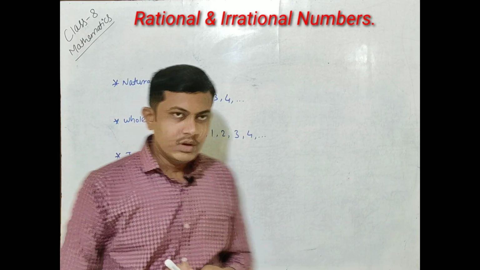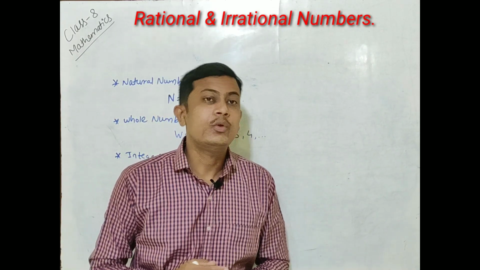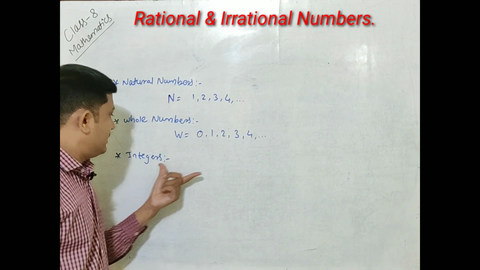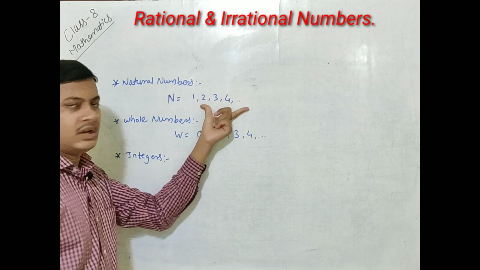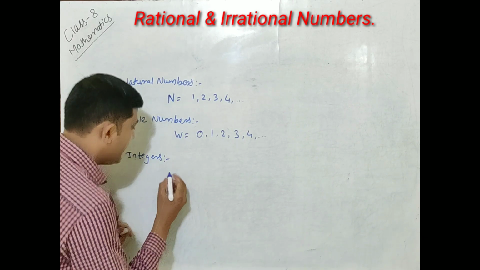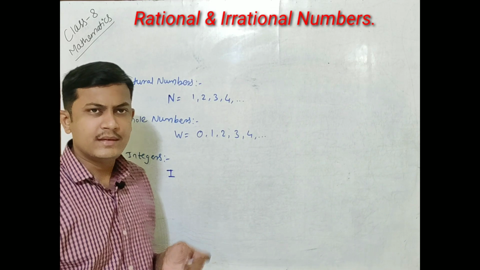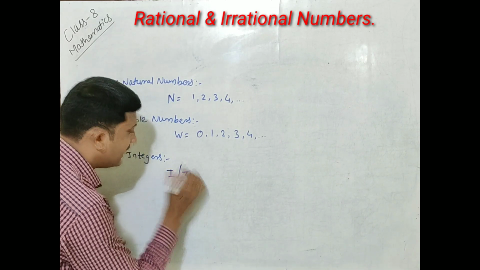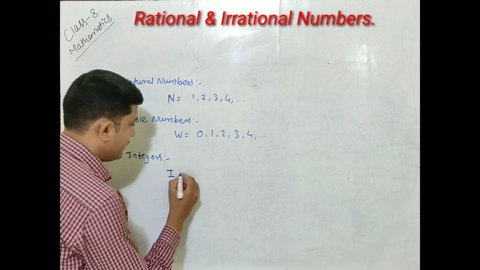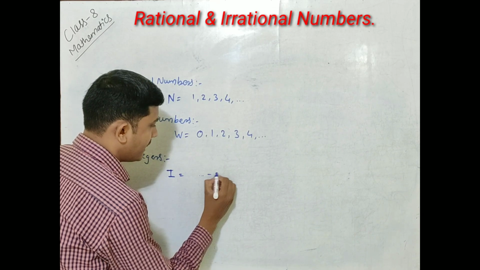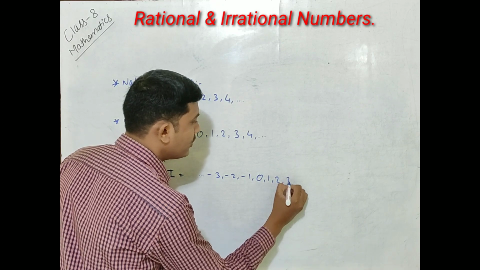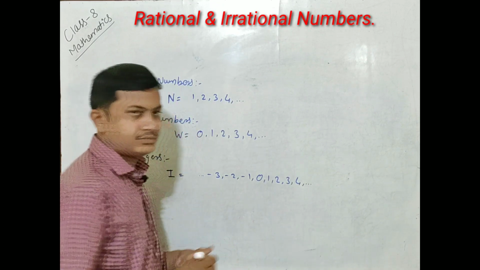Integers are what? Whole numbers including negative natural numbers form the integers. Means first of all, whole numbers with negative natural numbers, and the set of integers is denoted by capital I, or in some cases it is also represented by Z. Most of the time we use I only, that is -3, -2, -1, 0, 1, 2, 3, 4 and so on.